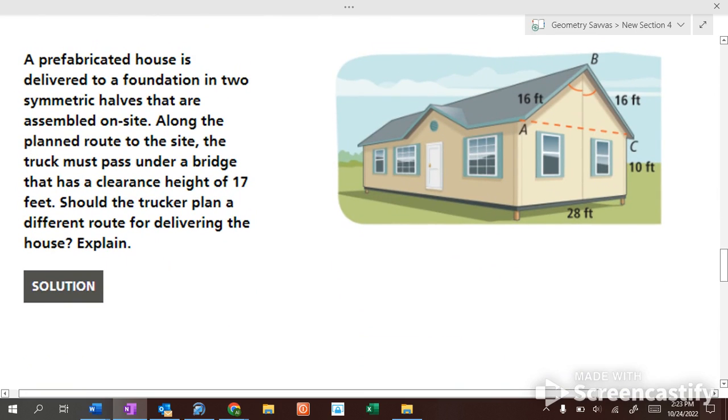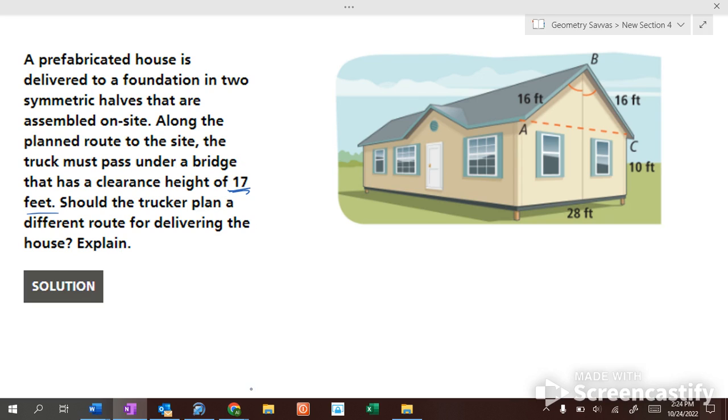So a prefabricated house is delivered to a site. When they have prefabricated houses, sometimes you see them going down the interstate, where there's half of the house behind one semi, and a little while later there's another half of the house, and then they just put them together. Okay? When the truck is hauling that house, it must pass under a bridge that has a clearance of 17 feet. Should the trucker plan to take a different route, or can he make it under that bridge?